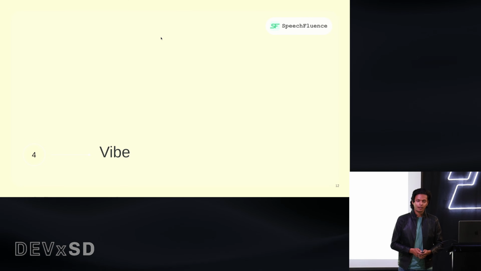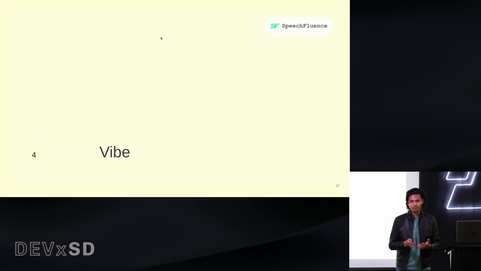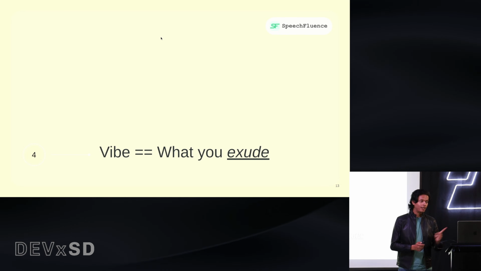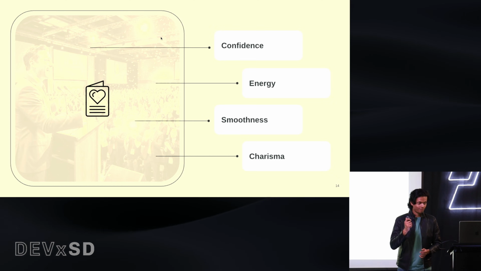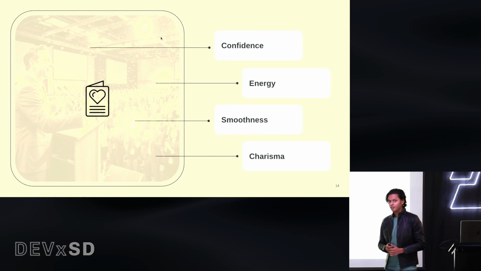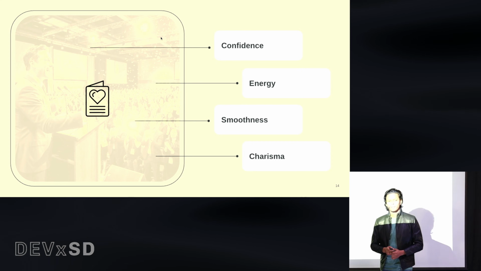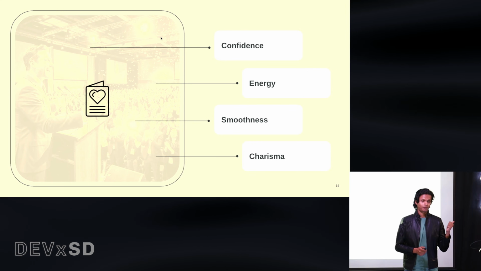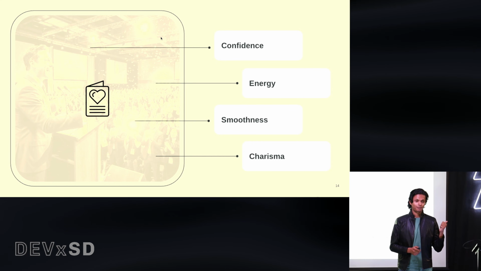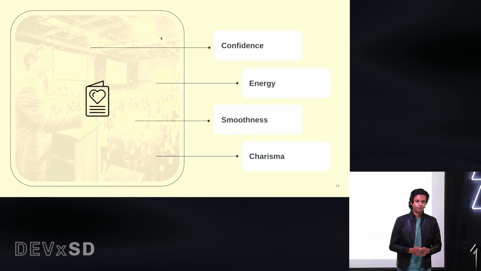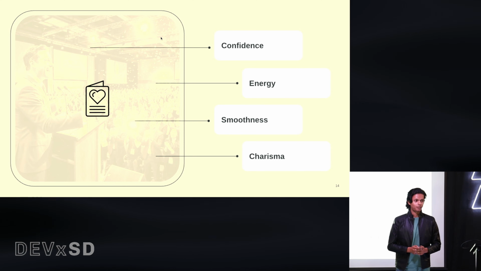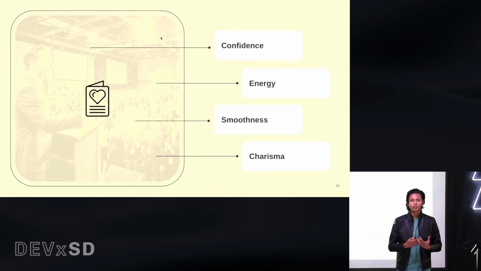Last, and my favorite level, is vibe. Vibe is what you exude when you are on the stage. Again, 4 sub-levels under vibe: confidence, smoothness, energy, and charisma. We all know what confidence is: what you carry within, how you feel about yourself, and can you express yourself effectively.